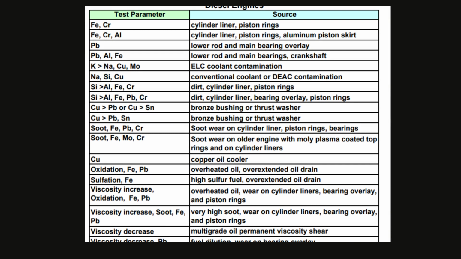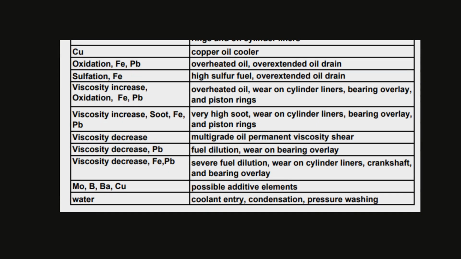Then if we send the oil to the lab for analysis, we can indicate how much wear is there and what wear components are coming. Suppose in a diesel engine, if iron and chromium are there, it is mainly from the cylinder liner and piston rings. Like that, there are so many elements, metals there. We can analyze what is the main problem in the system.